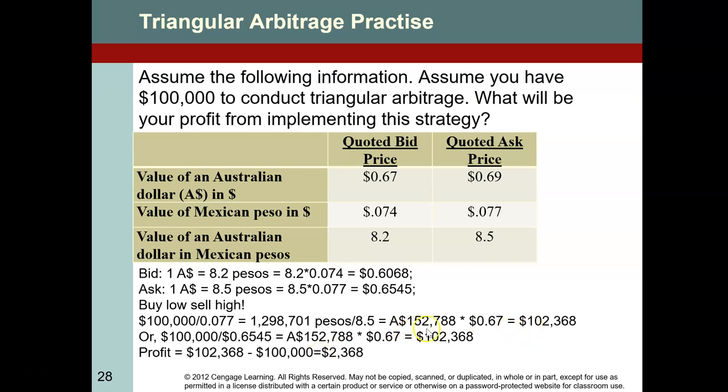Excuse me, I think I jumped one step here. So from the original 100,000, we divide by 0.077. So we have about 1 million pesos, and we divide by 8.5. So it's exchanged to actually 152,788 Australian dollars. Okay, that's our buying process.